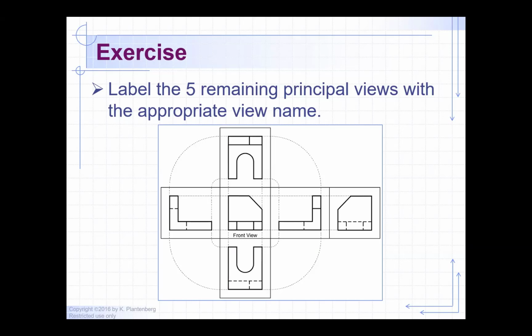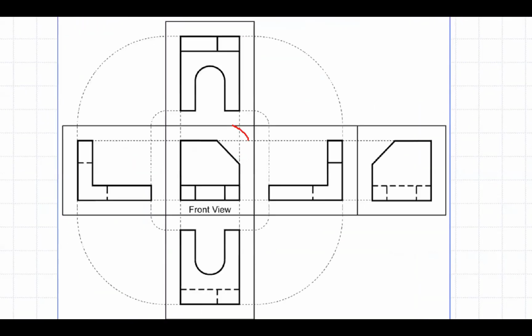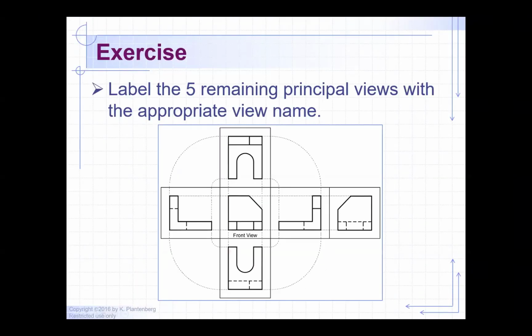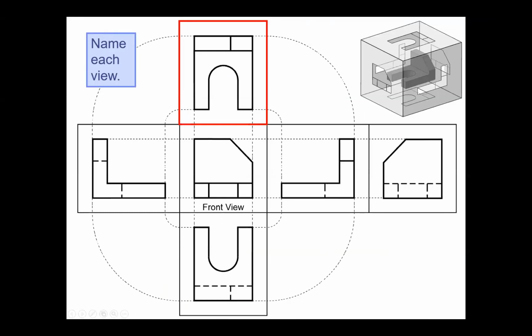So we'll go through a couple of slides here just to play the game. So we have the 6 principal views, and you can see the front view is identified here. So the next slide is going to say, which view is this? What would its proper name be called? Top view, right? That's fun. Top view. All right. What about this one?